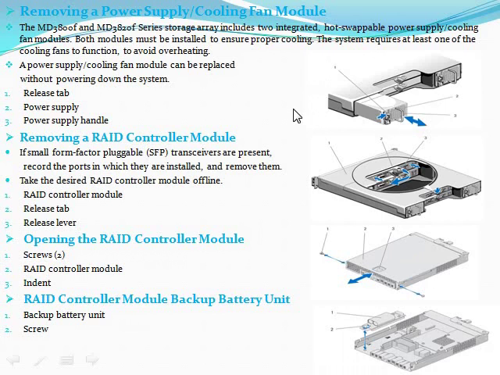Now come to how to remove the RAID controller module. If small form factor pluggable, SFP, transceivers are present, record the port in which they are installed and remove them. Take the desired RAID controller module offline from the MDSM manager. Disconnect the cable connected to the RAID controller.